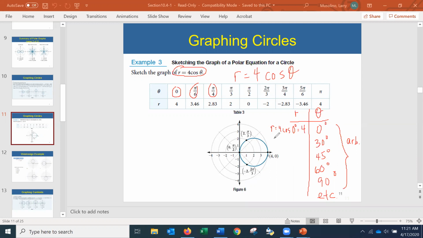All right. How about for the second row? The second row would be r equals 4 cosine 30 degrees. Well, cosine 30 degrees is the square root of 3 over 2. So if I was to work this out on my calculator, 4 times the square root of 3 over 2, I would get the answer of about 3.46.